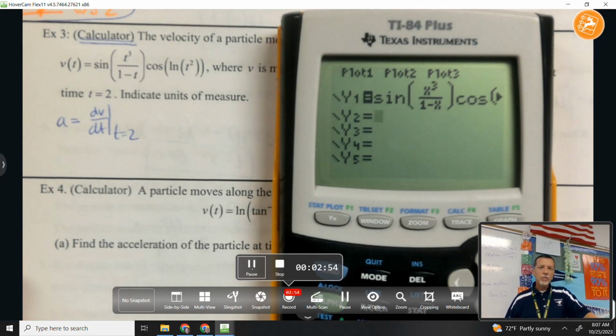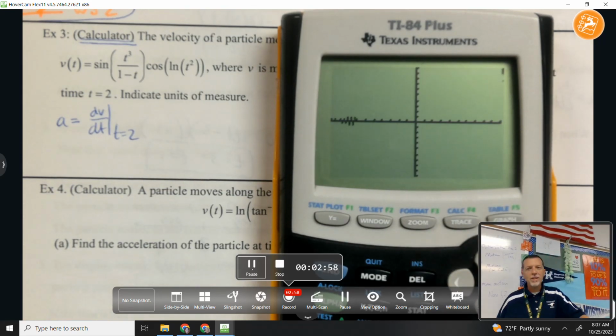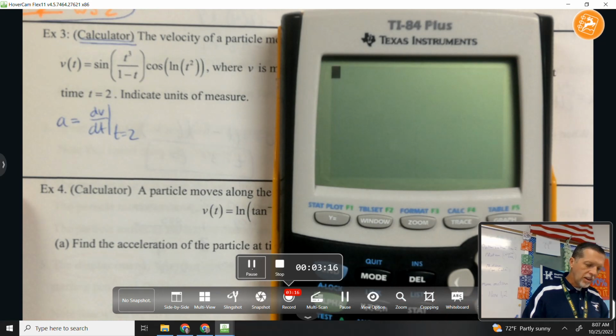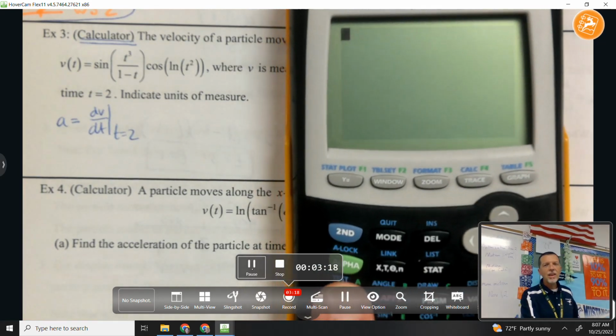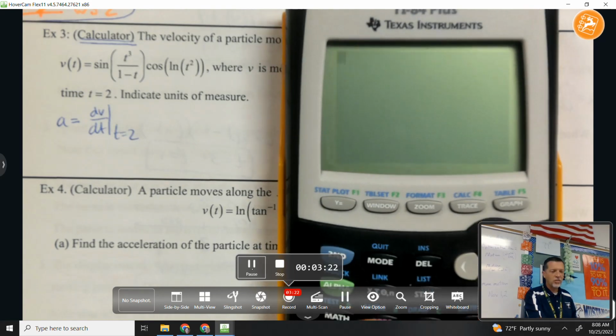Okay, lots of things we could do. We could look at the graph of it. Who knows what the sine of cosine and natural log looks like. That's kind of crazy looking. But that's what you get when you combine all that stuff. That's not really what I want, though. What I want is the derivative. So let's go to math. Actually, go back to the main screen. So let's get off of the graph screen.